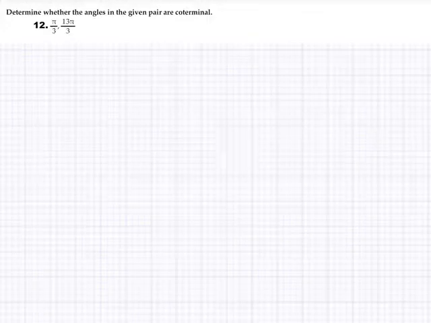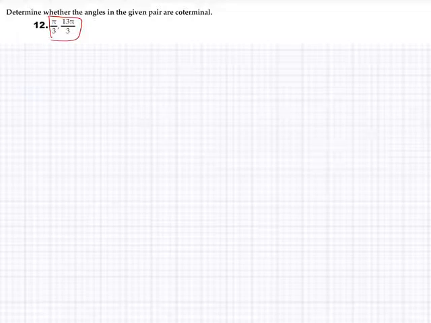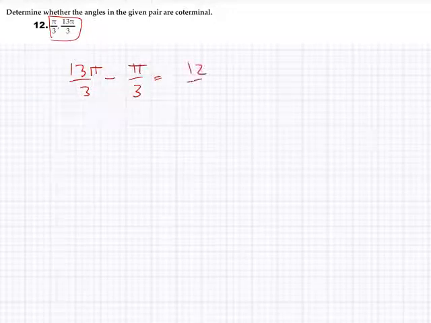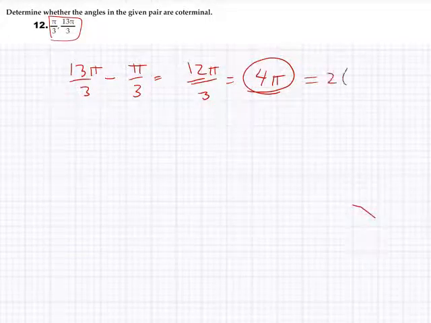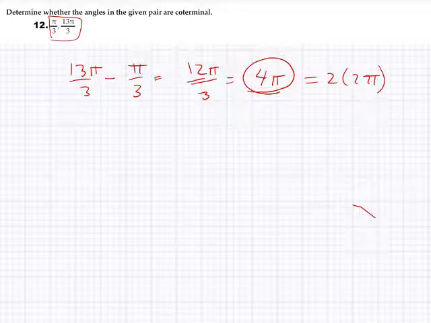So we want to determine whether these two angles are coterminal with one another. Well, if their difference is a multiple of 2 pi, which in radians would be a complete rotation around the circle, then they would be coterminal. So 13 pi over 3 minus pi over 3 would give me 12 pi over 3. And 12 pi over 3 would be the same thing as 4 pi. Well, 4 pi is a multiple. It's 2 times 2 pi. So it's a multiple of 2 pi, so it's 2 full rotations.